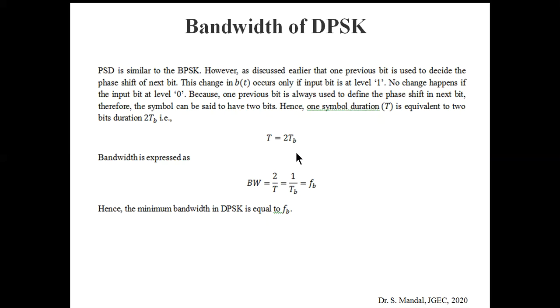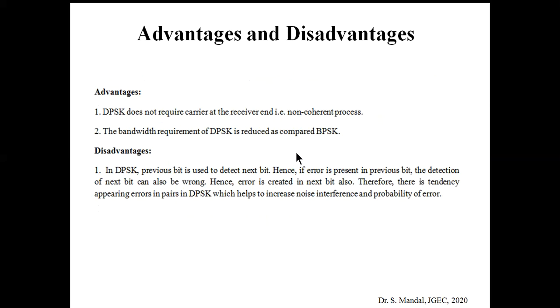So for that reason we define the one symbol duration for the DPSK as the equivalent of 2 bit duration, that is 2 TB. So we can define capital T equal to 2 into TB. So bandwidth for the DPSK can be given by 2 by T, that is 1 by TB. If you substitute T equal to 2 TB, we get 1 by TB. So minimum bandwidth for the DPSK is fB, whereas the bandwidth requirement for the BPSK is 2 fB. So obviously this is the advantage of DPSK.